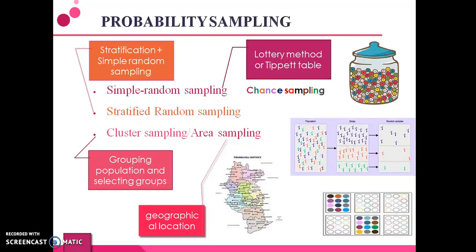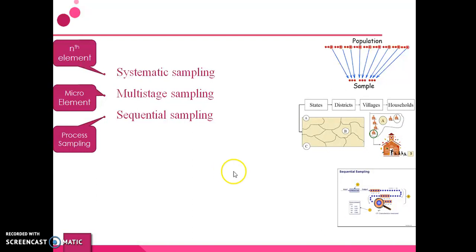If we have, as mentioned here, 6 groups, we take 2 of the groups completely and study those 2 groups. Another probability sampling is systematic sampling, where we select every nth element in the population. If there are a hundred in the population, we select every 10th to reach the 10 sample size required for the study.